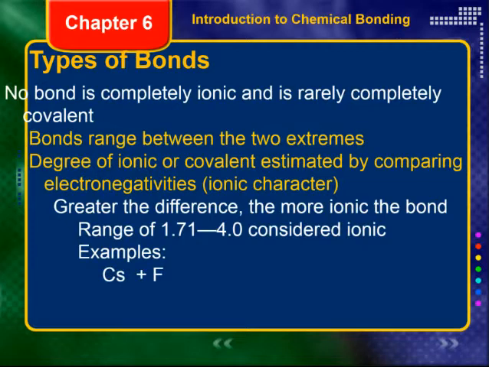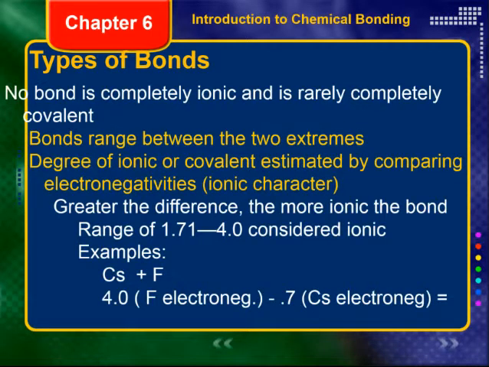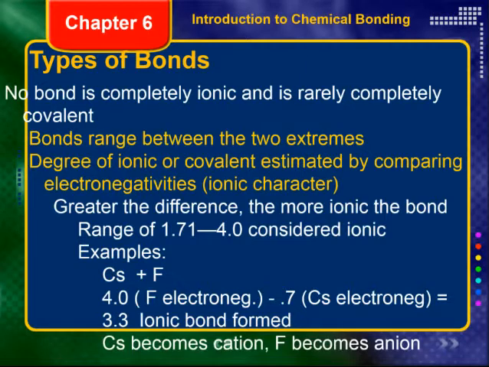For example, what if we were going to try to bond cesium and fluorine? Well, fluorine has an electronegativity value of 4.0, cesium has an electronegativity value of 0.7, so the difference is going to be 3.3. That's going to be right smack dab in that ionic range. We can conclude from this that cesium is going to become the cation, fluorine is going to steal that electron from cesium, and fluorine will therefore become the anion.